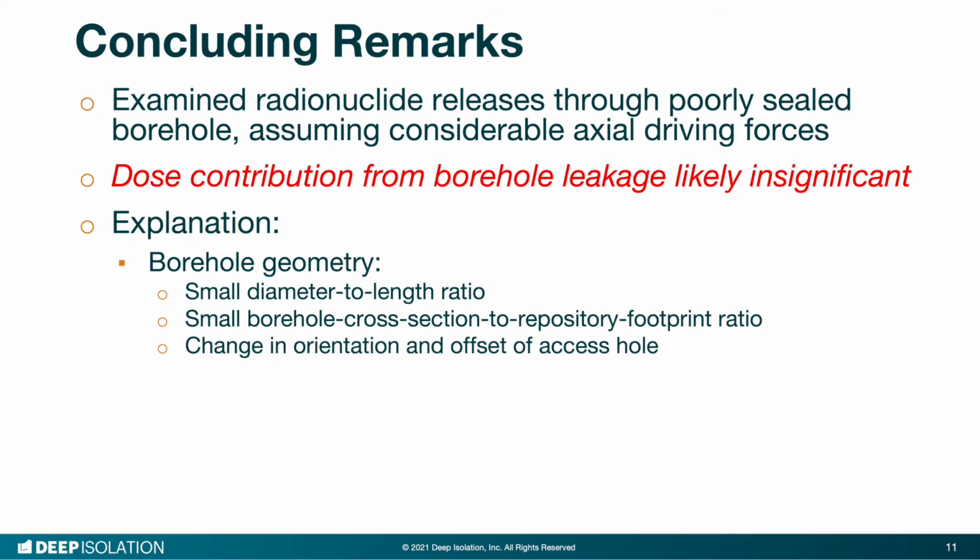And thirdly, the overall geometry of the horizontal borehole repository layout is also beneficial, with a change in orientation and an offset of a few hundred meters from the horizontal disposal section to the vertical access hole. I think the fact that the small impact of poor borehole sealing is related to geometry is a very good outcome, because there is essentially no uncertainty about the geometry of the borehole and the repository layout. And these basic geometrical facts are not going to change even over very long time periods. So the conclusions can be considered quite robust.